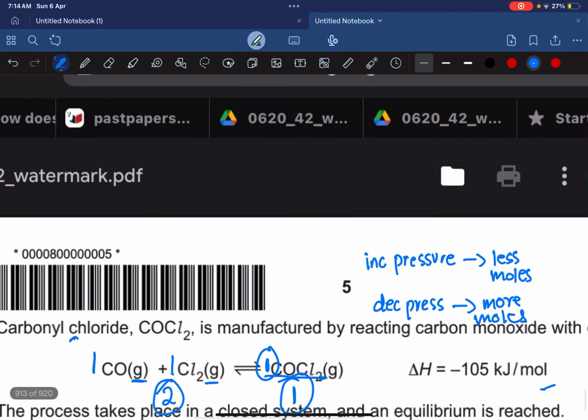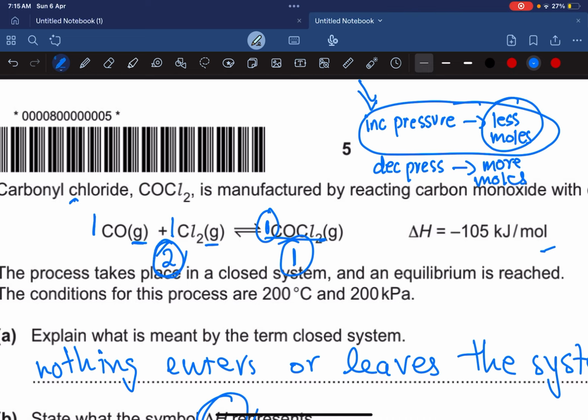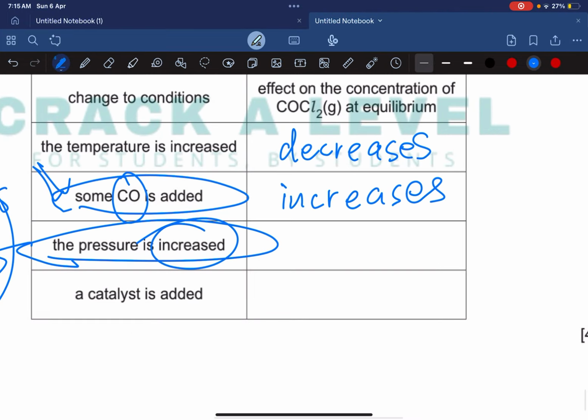Okay, we are increasing the pressure, so equilibrium will move towards the side with fewer moles. Over here we have 2 moles, over here we have 1 mole, so equilibrium will move forward and more carbonyl chloride will be formed, so its concentration increases. So we write that the concentration of carbonyl chloride increases.